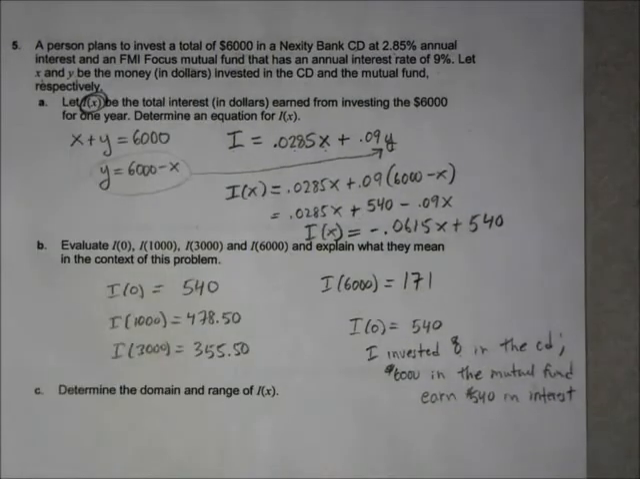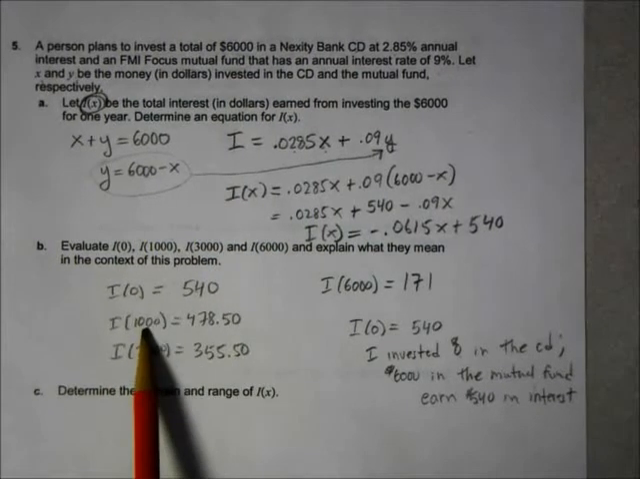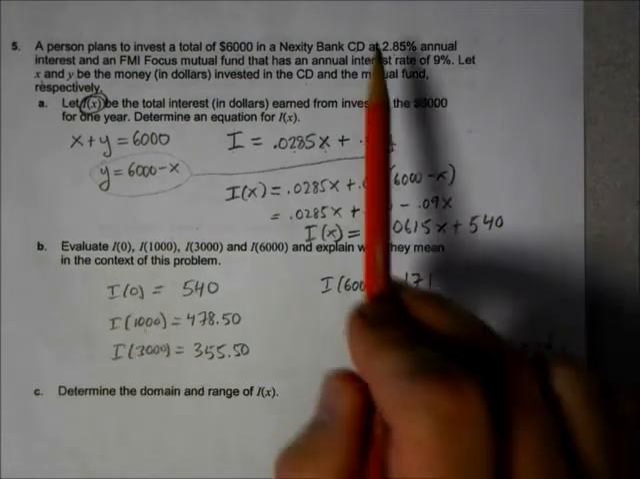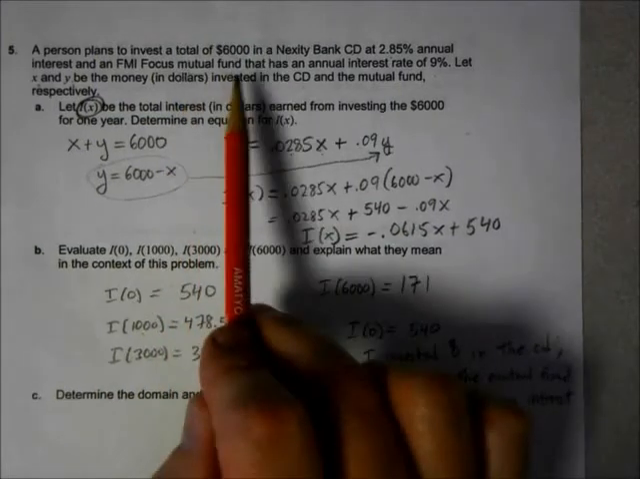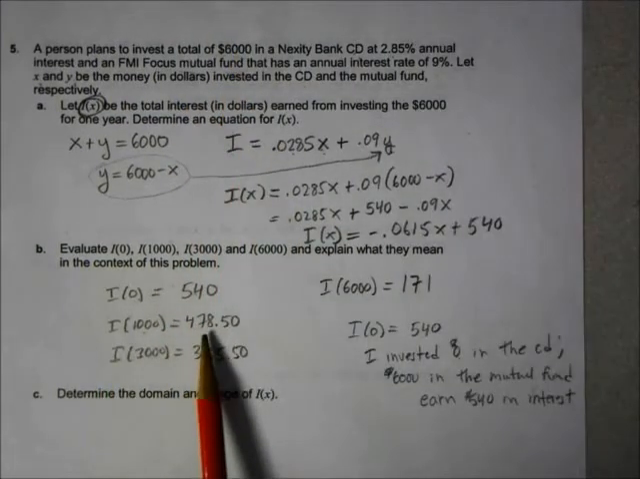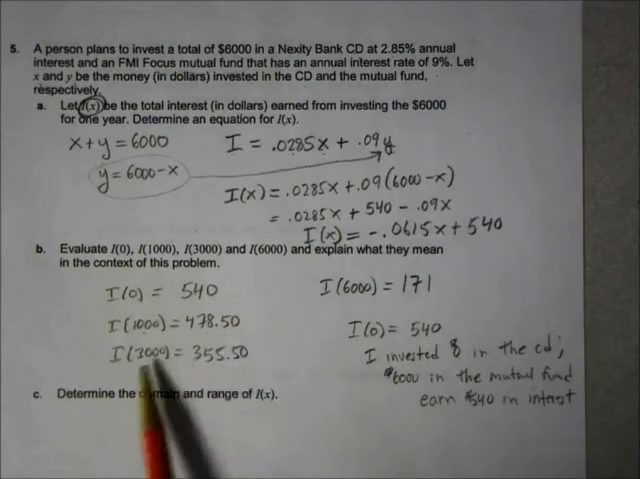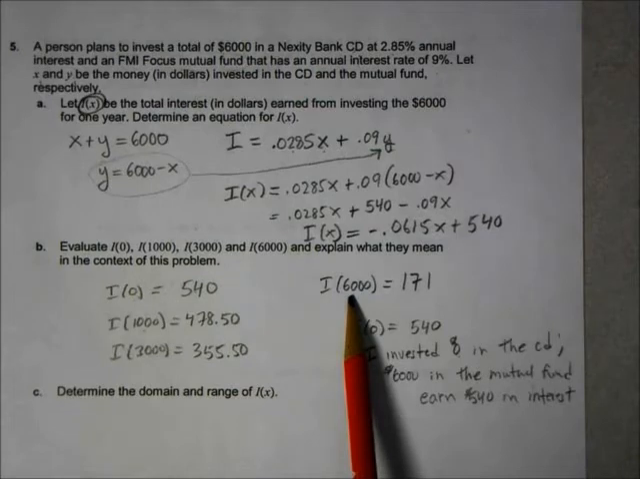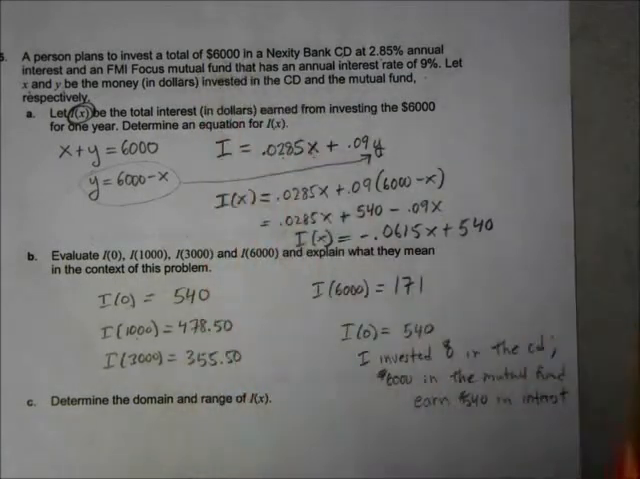Okay, and these other ones are similar. This one would say, I invested, x is 1,000, so I invested $1,000 in the CD, which means the rest of my money, $5,000, went into the mutual fund, and when I do that, I earn $478.50. I'm going to skip this one and go to this last one. This last one says I put $6,000 in the CD, which means I put nothing in the mutual fund, and I earned $171 in interest.